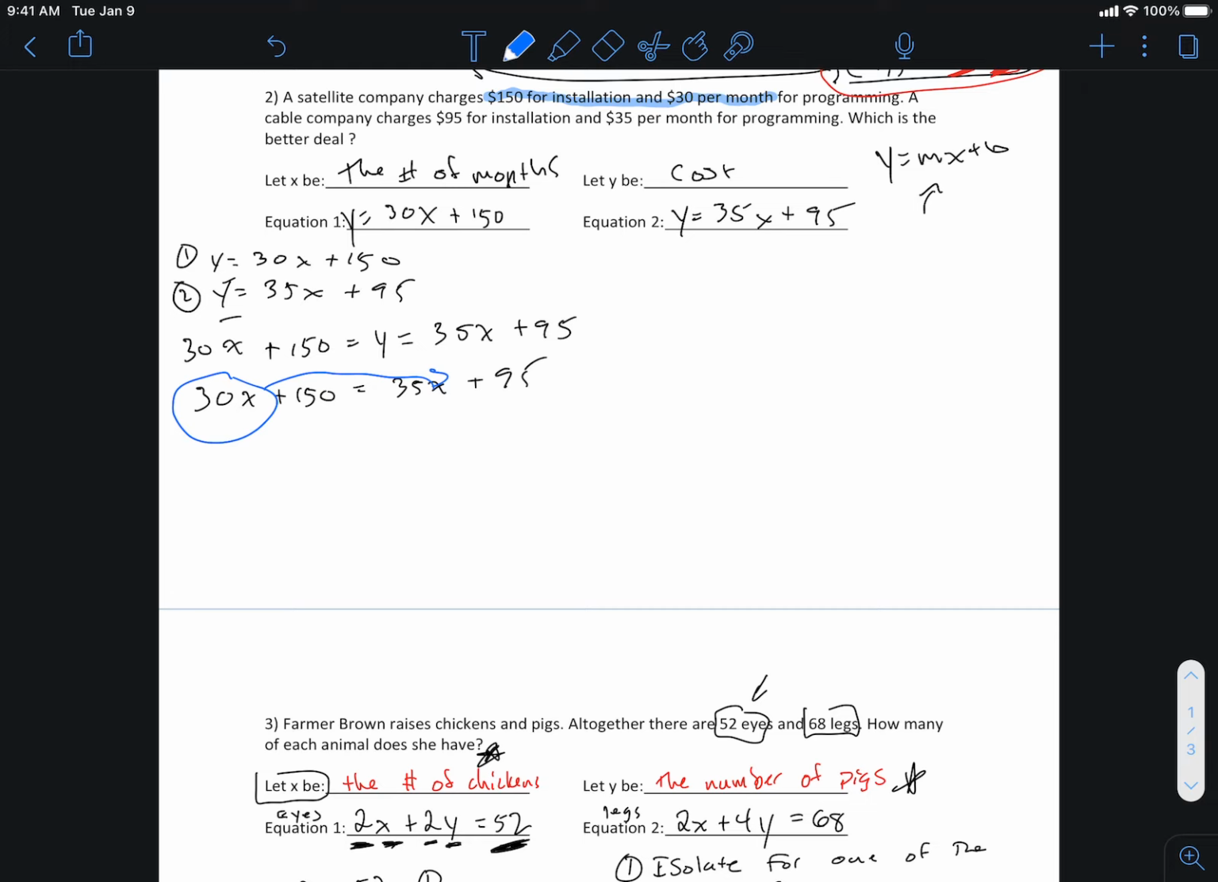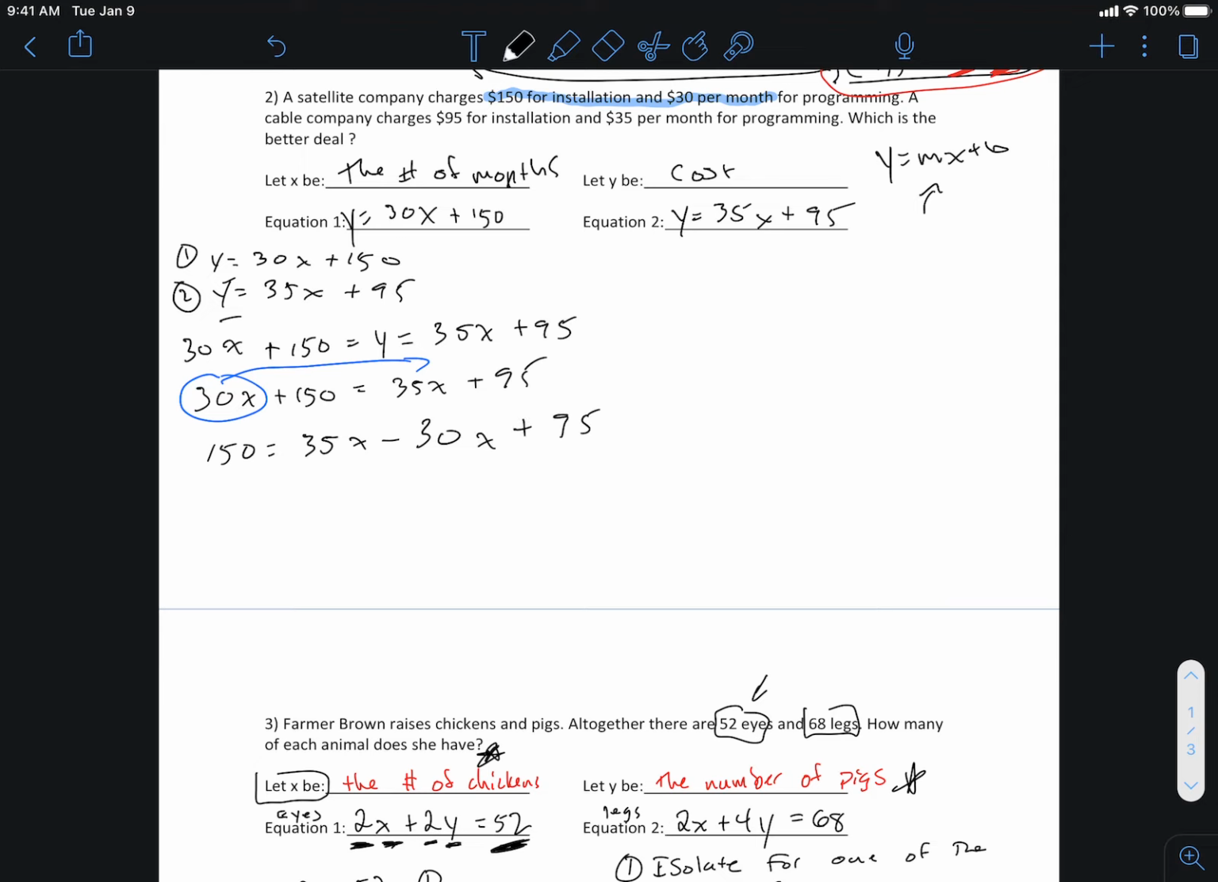Okay? And we've seen 100 times why that is the case. When it goes to the other side, it has to switch signs, right? Because you've got to do the opposite in order to move it. And what you do to one side, you've got to do to the other. Okay, so maybe I'll do it that way. I'll move the 30 over to that side, and the next line will look like this: 150 is equal to 35x minus 30x plus 95.